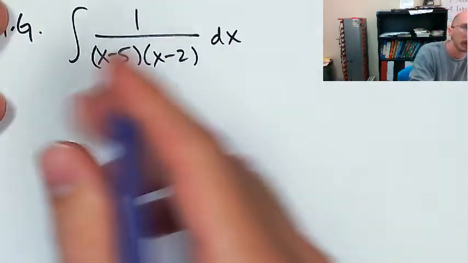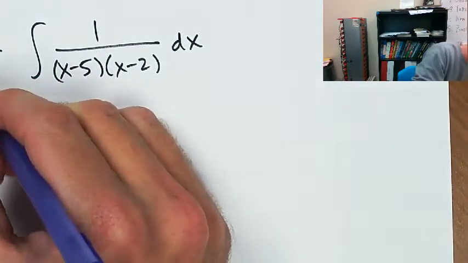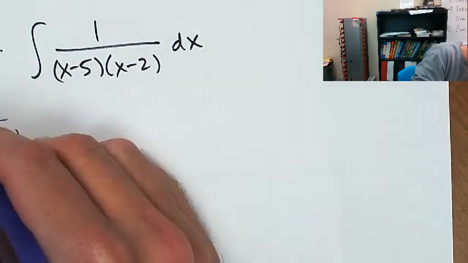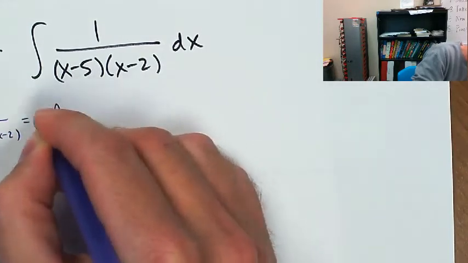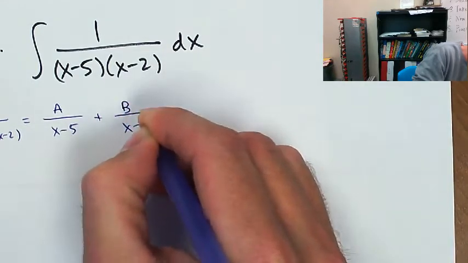I'm going to break it down with the a and the b. So 1 over x minus 5 and x minus 2 is equal to a over x minus 5 plus b over x minus 2.